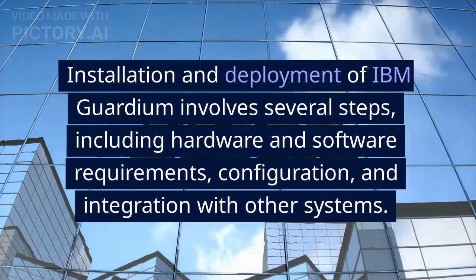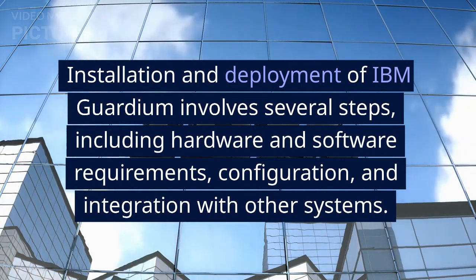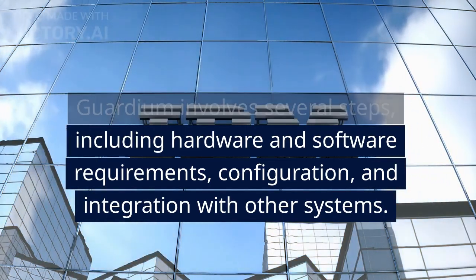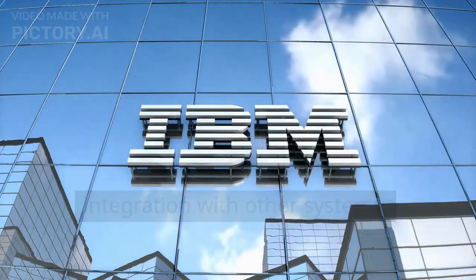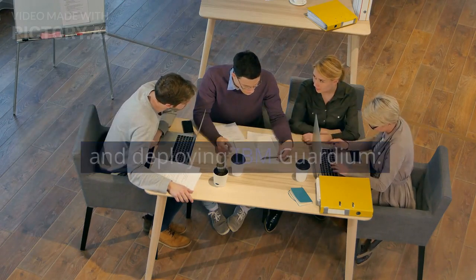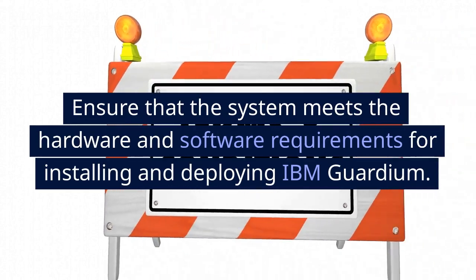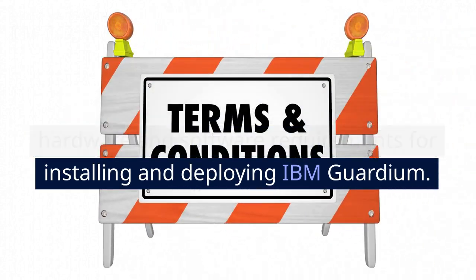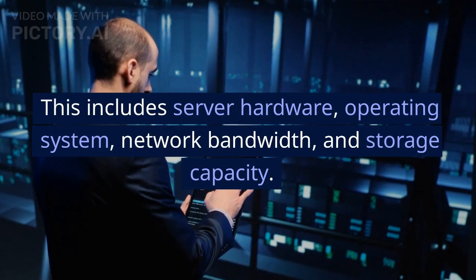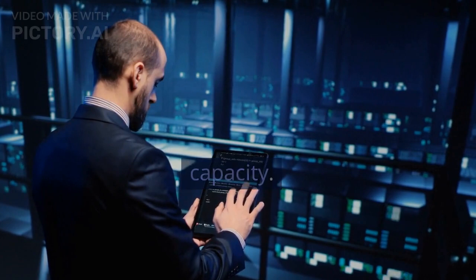Installation and deployment of IBM Guardium involves several steps, including hardware and software requirements, configuration, and integration with other systems. Here are some key steps for installing and deploying IBM Guardium. Ensure that the system meets the hardware and software requirements for installing and deploying IBM Guardium. This includes server hardware, operating system, network bandwidth, and storage capacity.